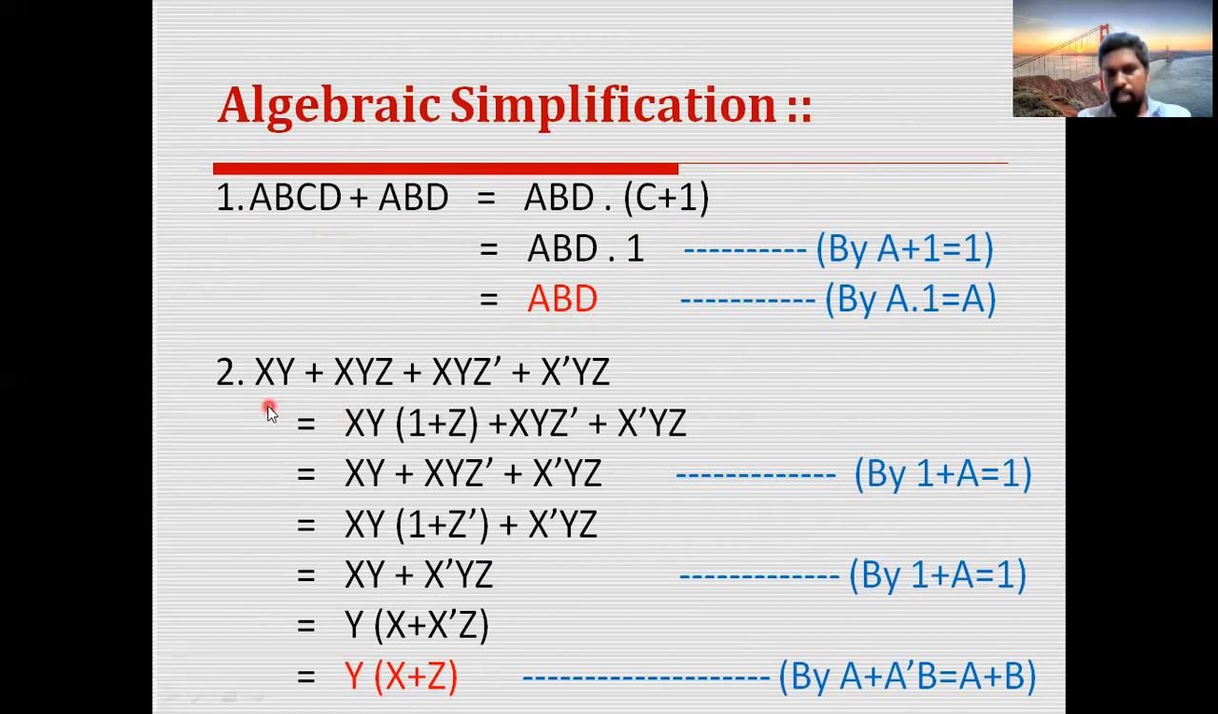Now see here, from the first two terms, take XY as common, you will get 1 plus Z, and copy the remaining two as they are. 1 plus Z or Z plus 1 is equal to 1 only. So XY as it is. Next, these two terms will come as they are. Now from these two terms, take XY as common, you will get 1 plus Z bar. Consider this entire Z bar as A. 1 plus A is equal to 1 only.